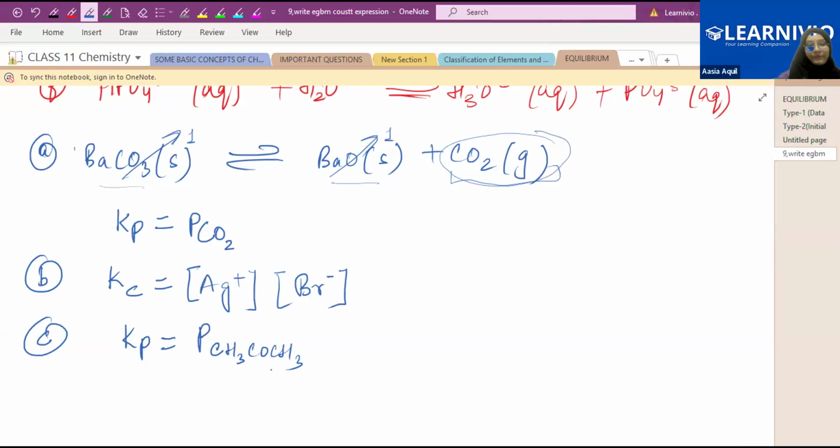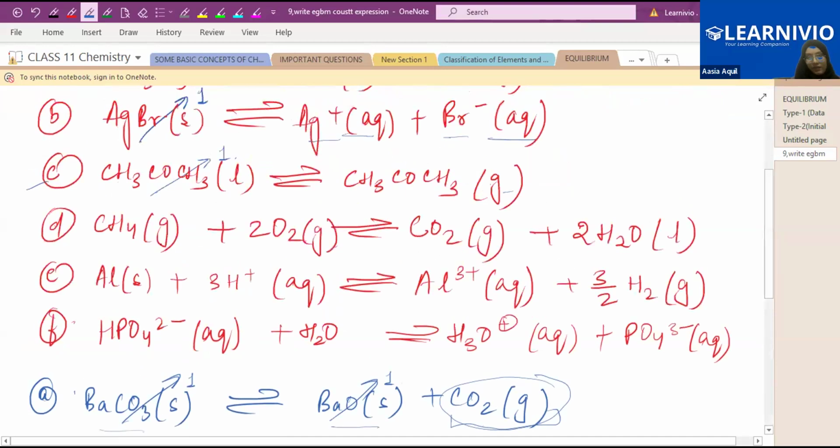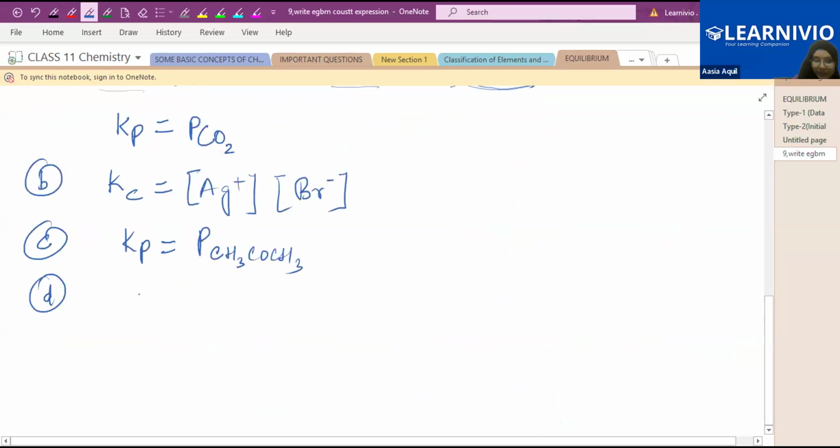Yes, ma'am. Okay, now see the D. Question number D. Methane is in gaseous phase, O2 is in gaseous phase, and carbon dioxide is in gaseous phase, but this H2O is a pure liquid, so you will take this as unity. Now you can check all are in gaseous phase. So which term will we use? Kp. We will use Kp for that.